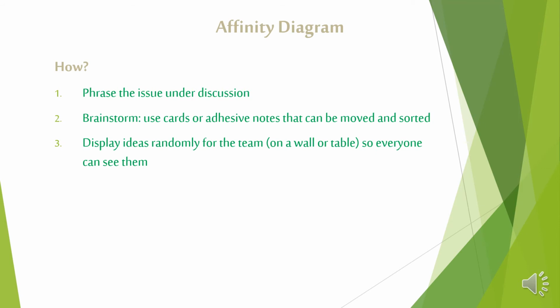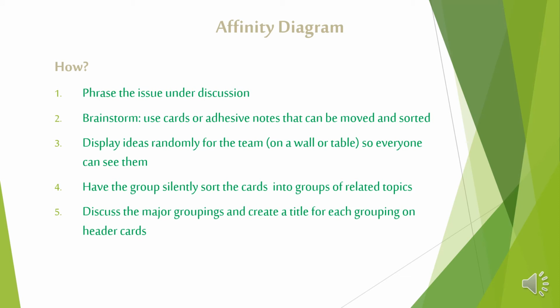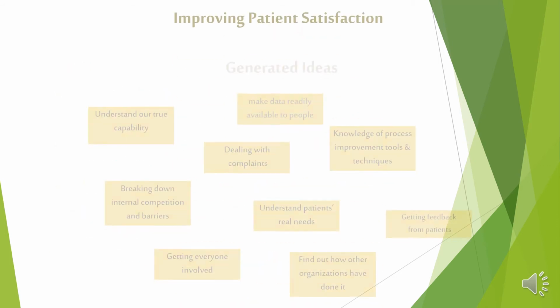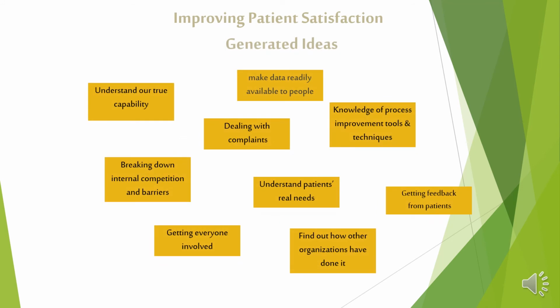As we said, we have to post them so everyone can watch and build on them. Have the group silently sort the ideas or cards into groups of related topics. Discuss the major groupings and create a title for each group on a header card. So now we have the headers, the main categories or main groups, then you sort the ideas under each group. Draw the diagram based on the grouping. Then we will do the diagram. This is an example: those are 9 ideas, 9 causes, 9 solutions.